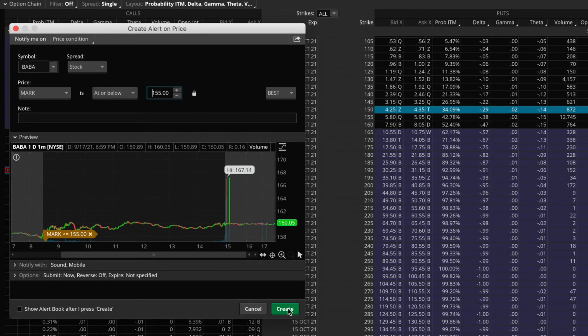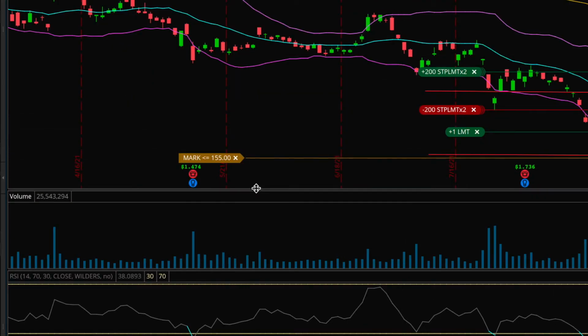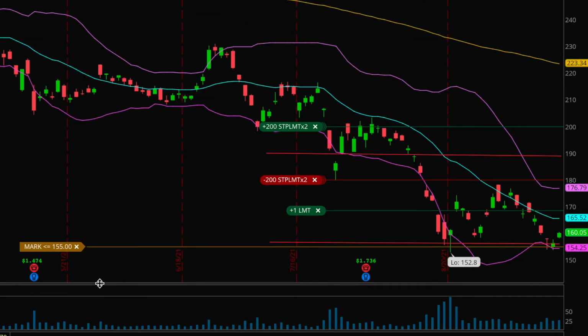So I'll go ahead and click create on this one. And also if I go to the charts real quick, you can see that alert right here on the price action chart. And you can also see some information about my buy orders that are in place as well.